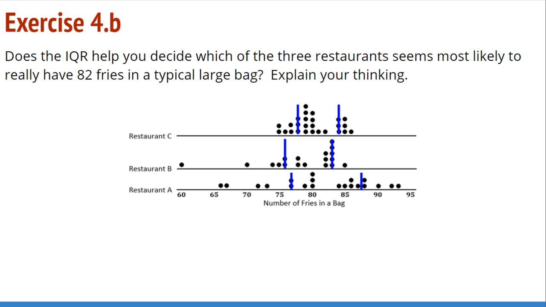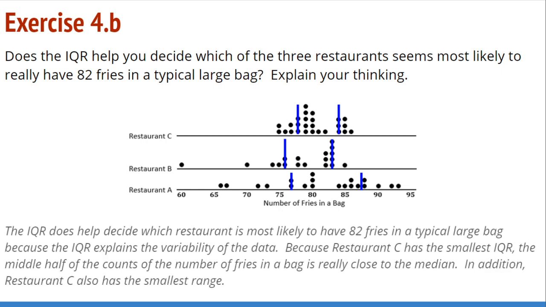So does the interquartile range help you decide which of the 3 restaurants seems most likely to really have 82 fries in a typical large bag? Explain your thinking. Well, here we go. The interquartile range does help us look at our data. Because restaurant C has the smallest range, it is spread out over the smallest amount of area. That means that it has less variability. Compare that with restaurant B, and wow, restaurant A is way spread out.